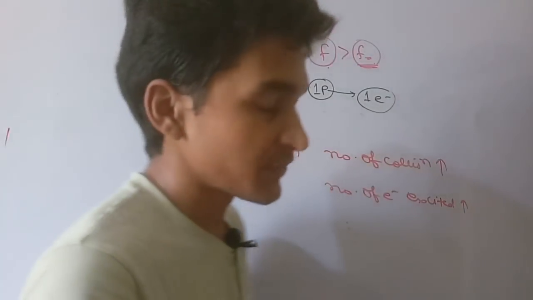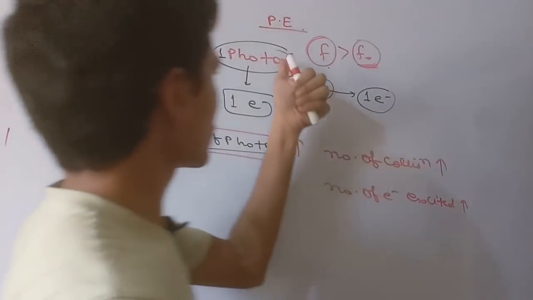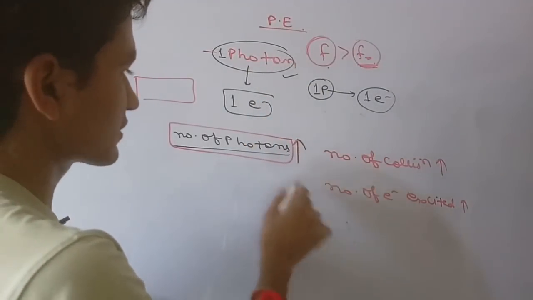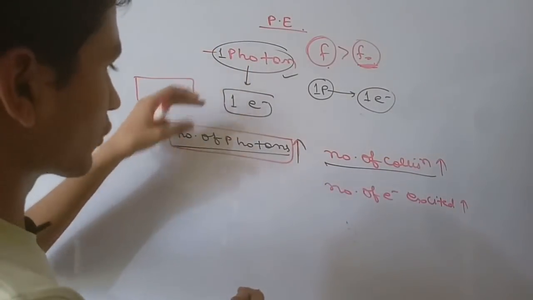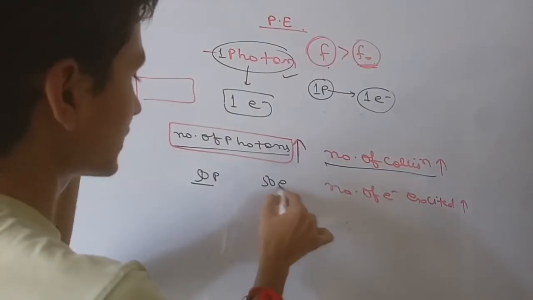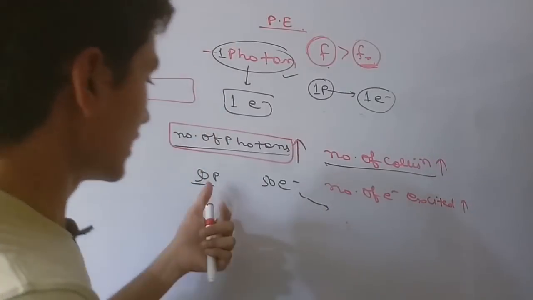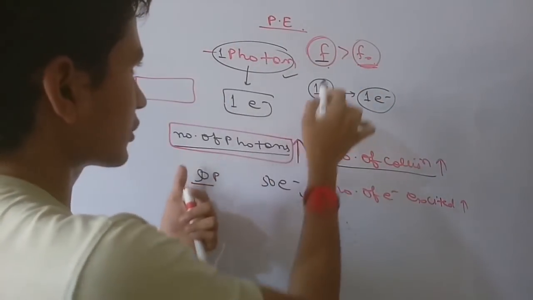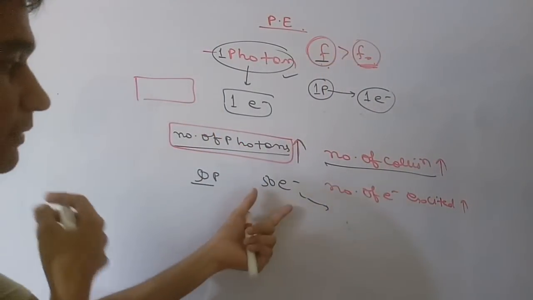Mind it, this is the basic law. One photon only collides with one electron, so one photon can give its energy to one electron. So if you are going to increase the number of photons, it means you are increasing the number of collisions. If you are increasing to 50 photons, then 50 photons will collide with 50 electrons, and these 50 electrons will be excited, because each of these 50 photons has frequency f, and frequency f is more than the required frequency.